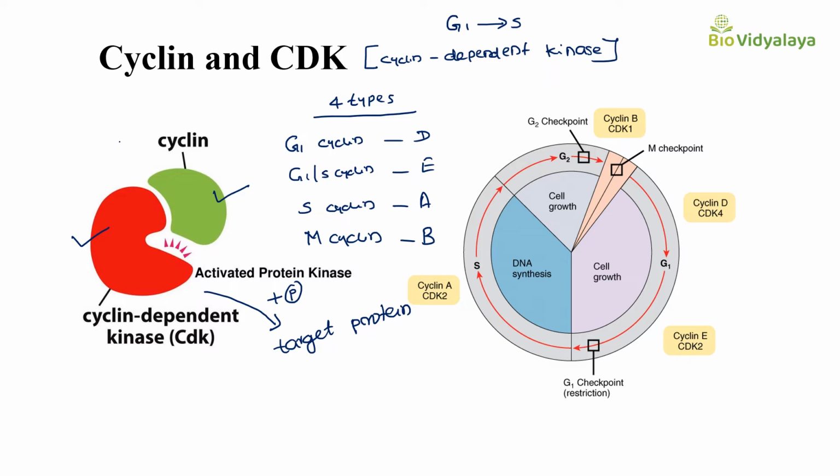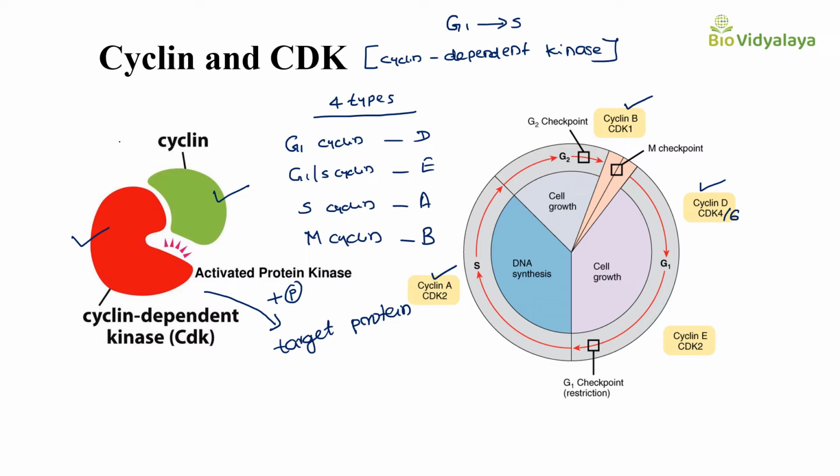See this picture. Here you can see that in the G1 phase, cyclin D will bind with CDK4 or 6. At the end of the G1 phase, that means G1 to S, cyclin E will bind with CDK2. In the S phase, cyclin A will bind with CDK2. And in the M phase, cyclin B will bind with CDK1.